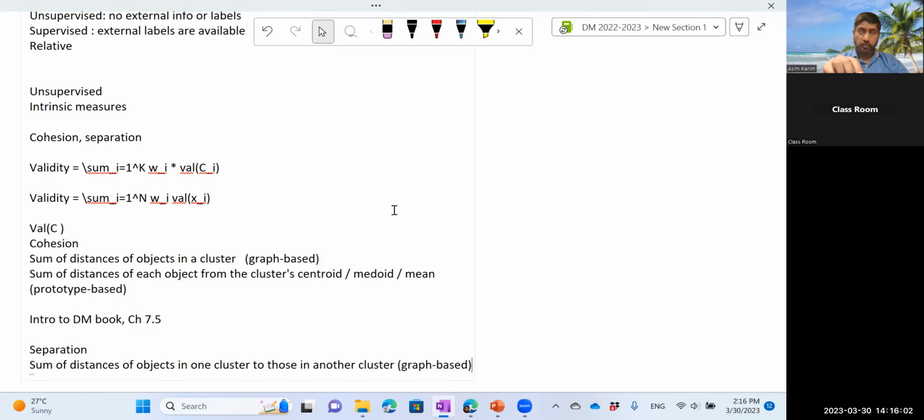In this case, since we are using distances, larger values are considered better. ठीक है. Similarities होती तो then smaller values would have been considered. By the way, sum of distances between two clusters है ना ये. So larger values are better if you are using distances, and if you are using similarity, then smaller values are considered better. Okay.